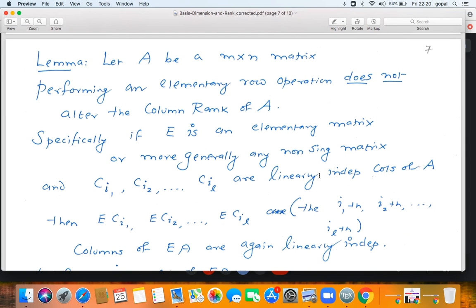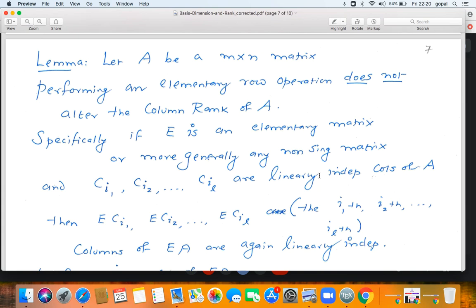What is that lemma? You take an m cross n matrix A. Now, if you take an m cross n matrix, you may want to perform an elementary row operation. An elementary row operation does not alter the column rank of A. Performing a row operation does not change the column rank of A. We will prove a more specific result.